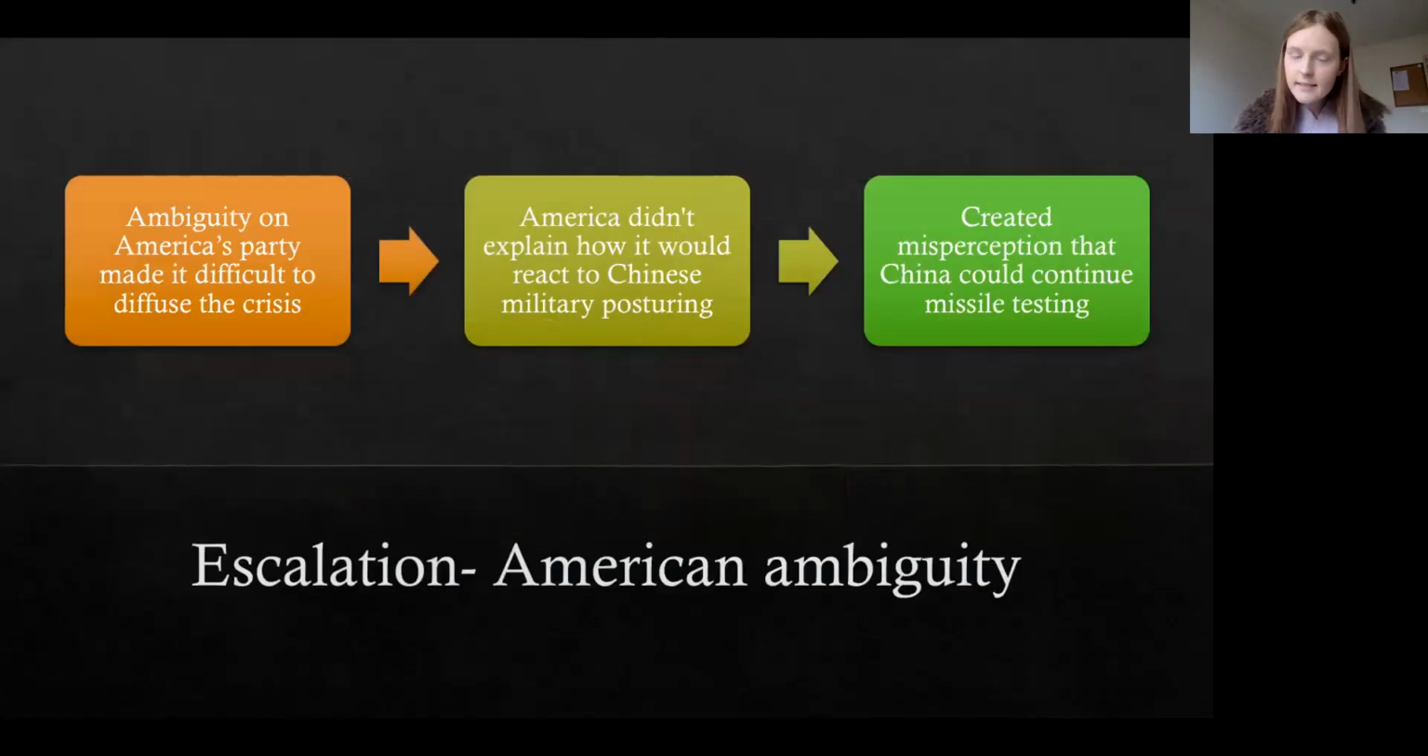On the other hand, America's ambiguity in terms of its policy stance towards Taiwan made it difficult to defuse the crisis. Clinton himself was unable to coherently articulate US security interests. And interviewing a few scholars and looking at the literature, for China especially, they misperceived this as the US allowing the missile tests to continue without reaction or action with regards to American military force.